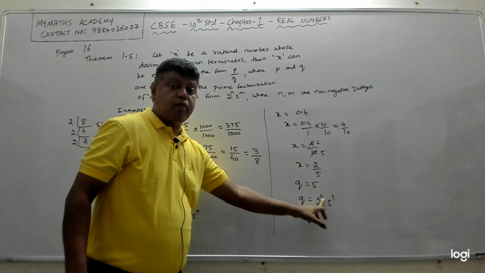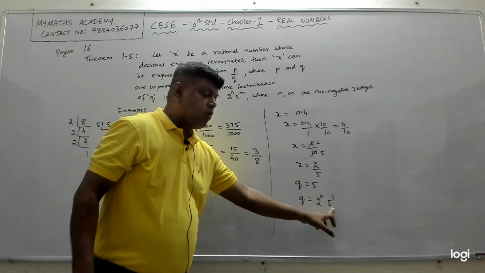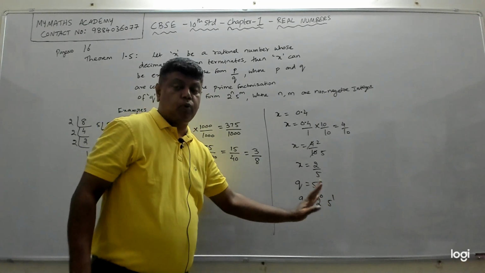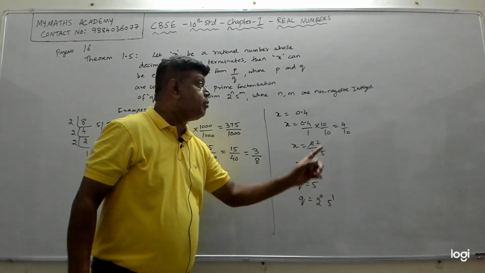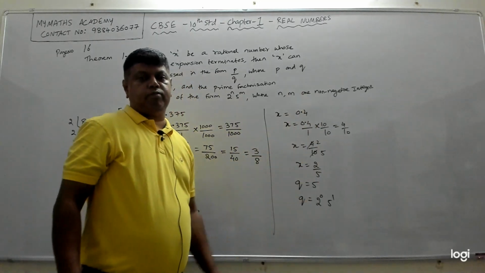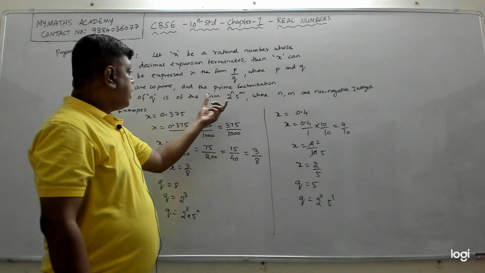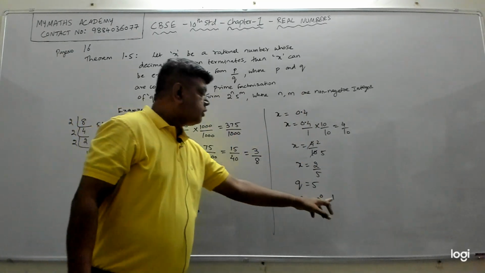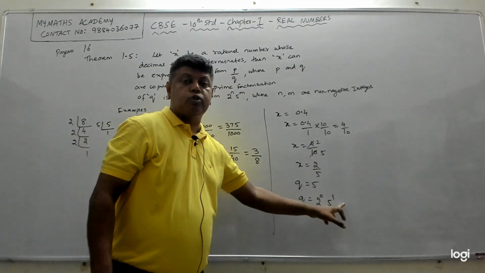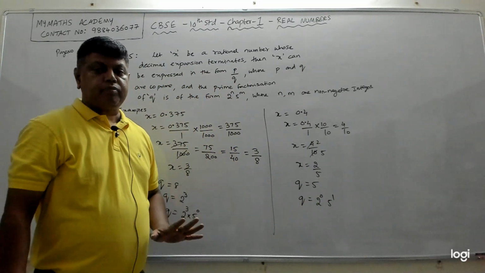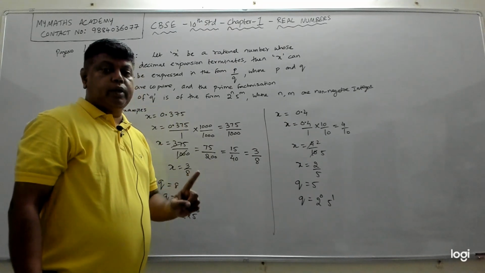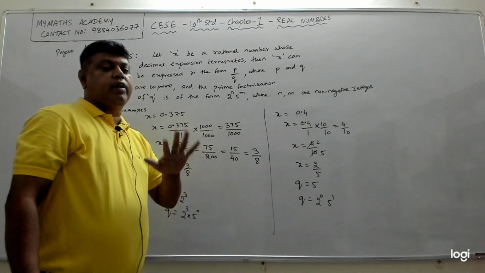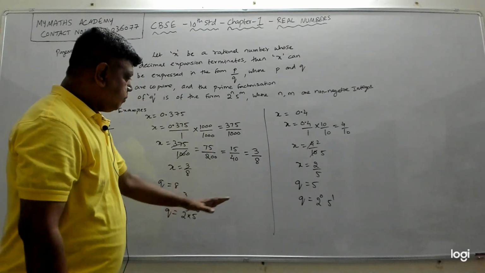So the power of 2 can be 0, power of 5 can also be 0. The only thing is the power should be positive or 0. It cannot be negative. So whenever q has only these two, it should not have 3 power something or 7 power something. It should not have any other number other than 2 and 5. It can have only 2, it can have only 5, or it can have 2 and 5. Right? So this is one example.